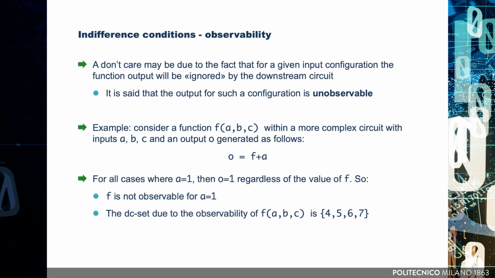This implies that the don't care set due to observability is generated by all 3-bit binary numbers starting with 1, namely 4, 5, 6, and 7. Finally, the overall don't care set of the function is calculated as the union of all non-controllable and non-observable configurations.